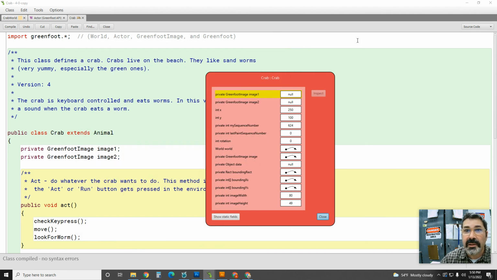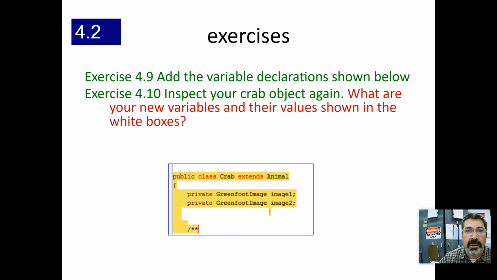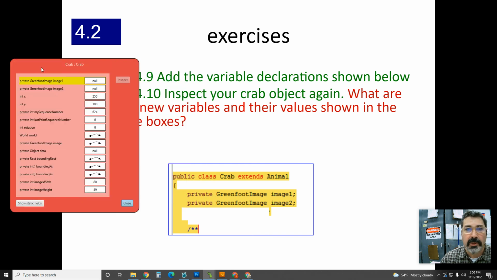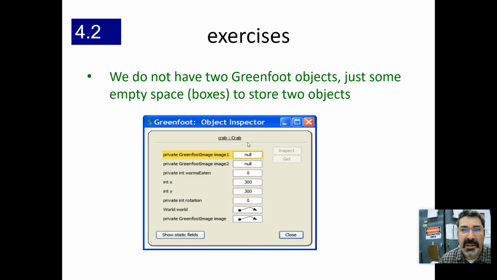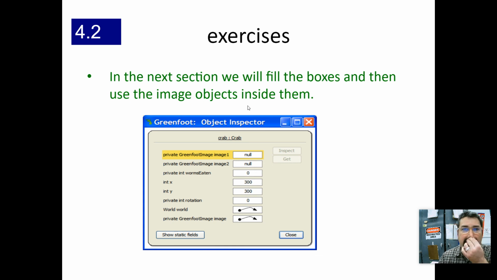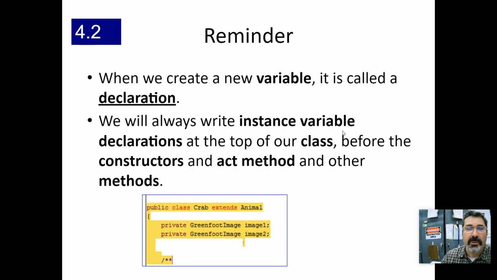Let's minimize these guys. What are your new variables and their values? What's the value of this thing? Null, what does that mean? It means empty. We do not have Greenfoot image objects yet, so we have empty boxes, right? Eventually we can put our Greenfoot image object in there, but right now they're null. In the next section, we will fill the boxes and then use the image objects inside of them. So now we have our empty boxes, and eventually we will create our Greenfoot image objects.